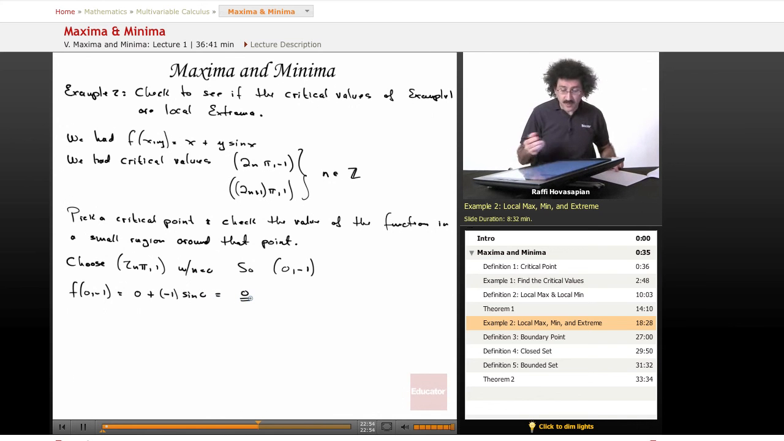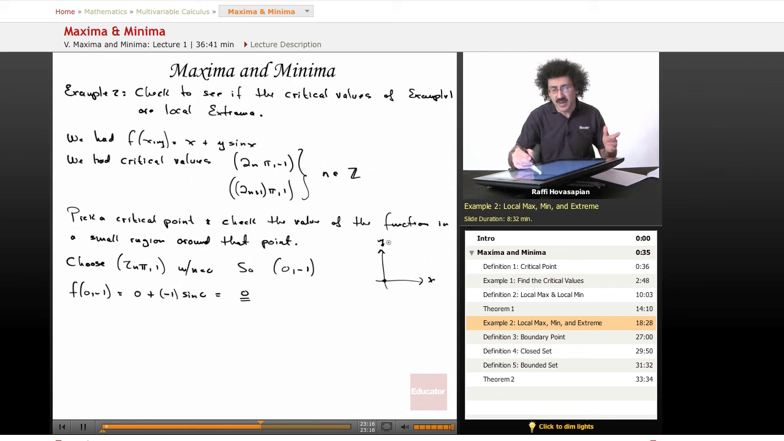Okay, so the first thing I'm going to do, since we're dealing with a two-dimensional domain, R2, so we have x and y. Well, I need to check both.